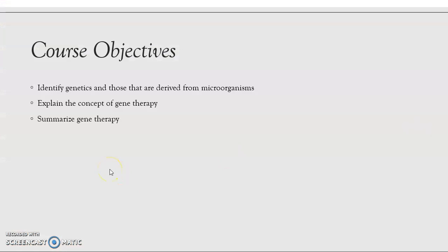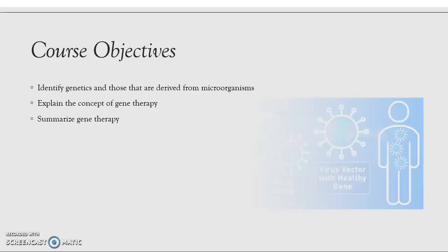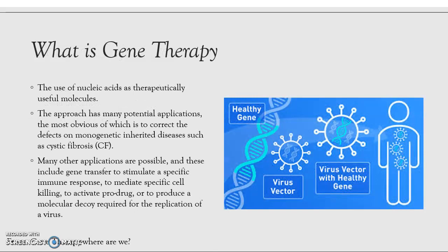Some of the course objectives that we are going to be looking at today are going to be identifying genetics and those that are derived from some microorganisms, so that would be things such as viruses and stuff like that. We're going to explain the concept of gene therapy and we're going to summarize gene therapy.